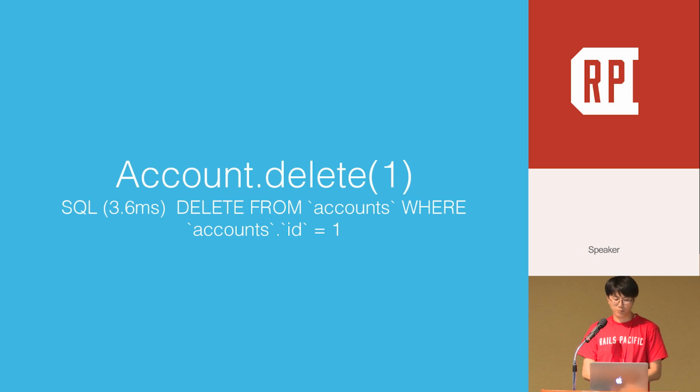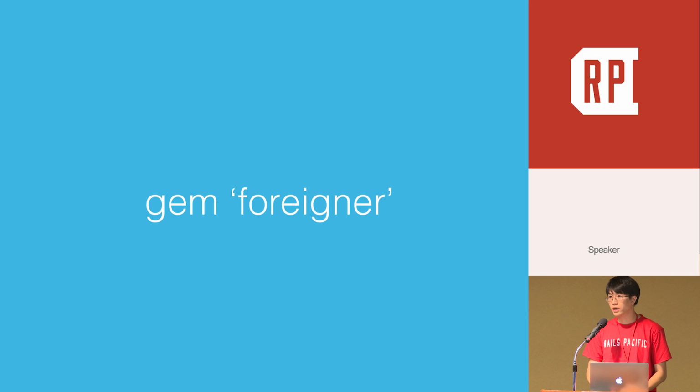However, it's still possible that we will violate the referential constraint if we use statements such as account.delete with an ID, because no callback will be executed. It will generate a SQL statement directly, and no callback will be executed, including the dependent associated action. So if we need real foreign key support, we should use the gem foreigner. And it's included in Rails 4.2 by default.